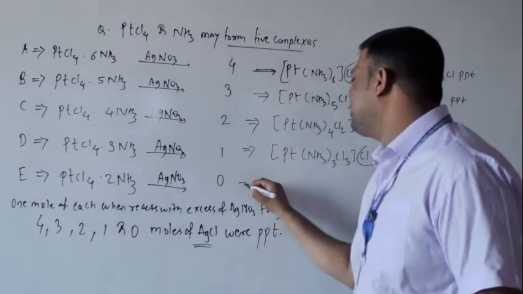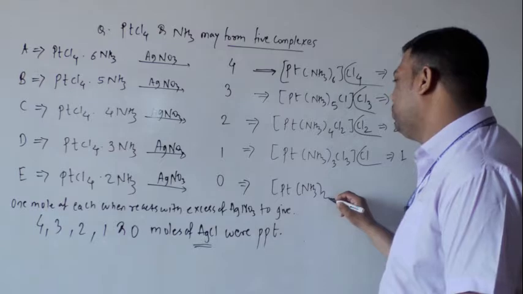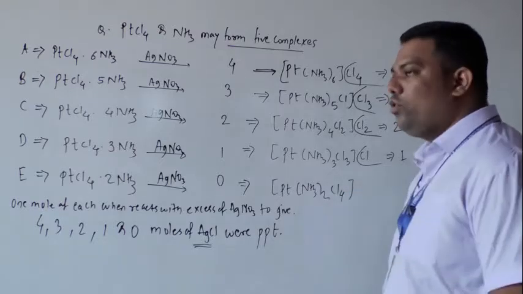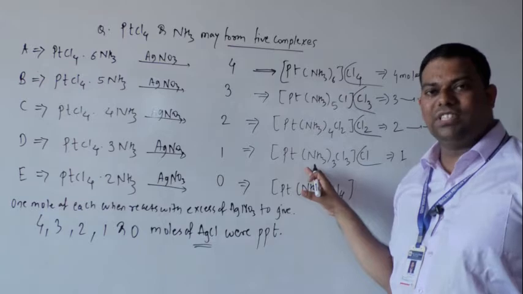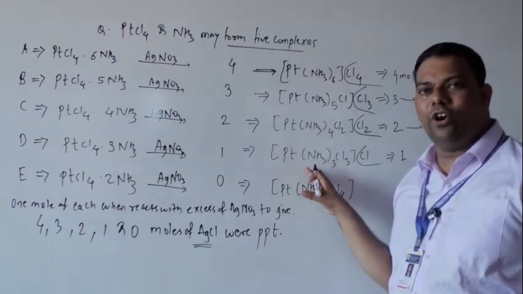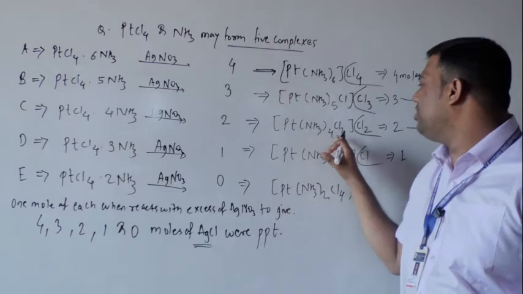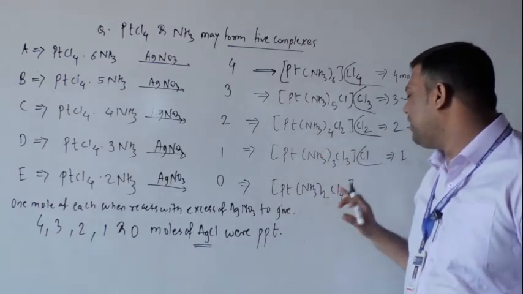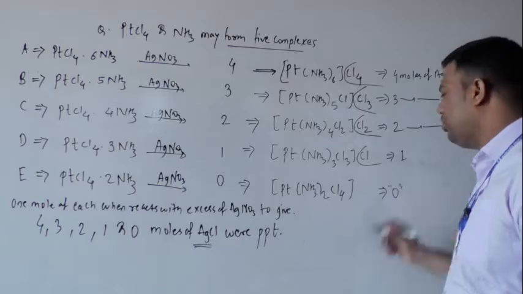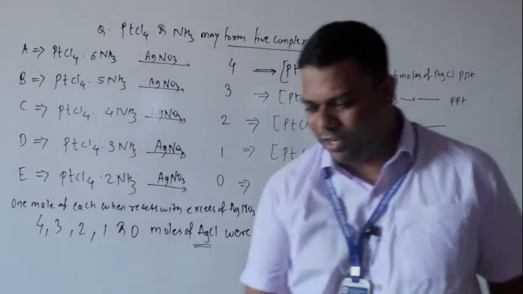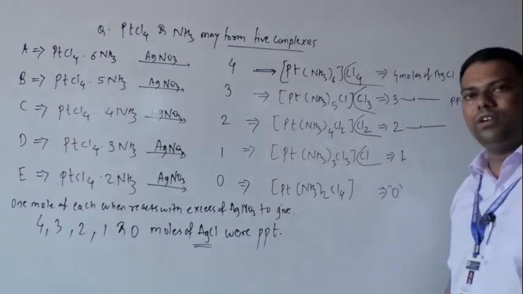Now see, the last: Pt(NH3)2 Cl4. We have to balance the coordination number 6 also, whether your complex is octahedral or tetrahedral. In each coordination compound, in the coordination sphere, a total of 6 ligands are present. So take care of this also. Here 0 moles of AgCl were precipitated. Understood?